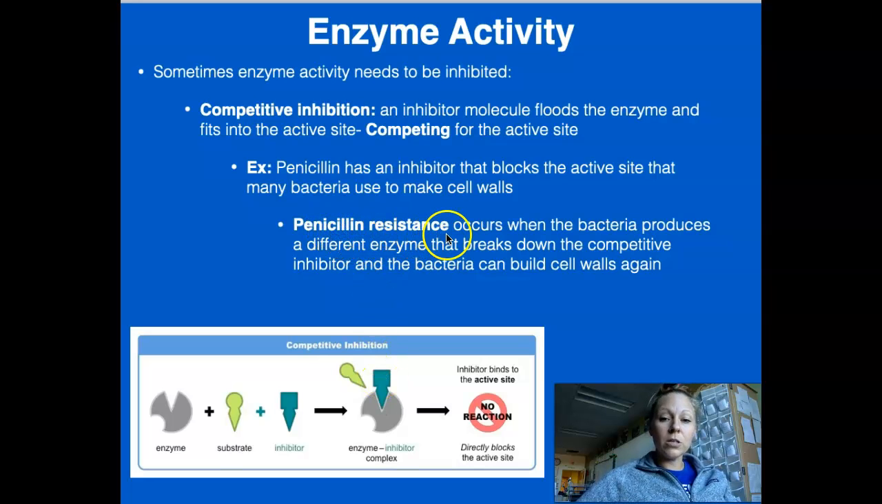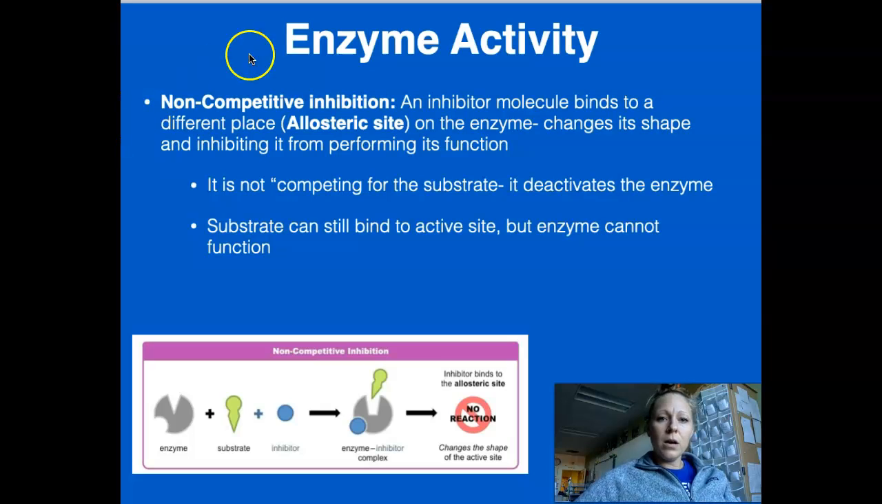And actually, this is interesting. Penicillin resistance occurs when the bacteria produces a separate enzyme, a whole separate enzyme. So we produce the penicillin that blocks the enzyme, and the bacteria has figured out how to create a second enzyme, something completely different, in order to make its cell walls. So evolution is cool and interesting.